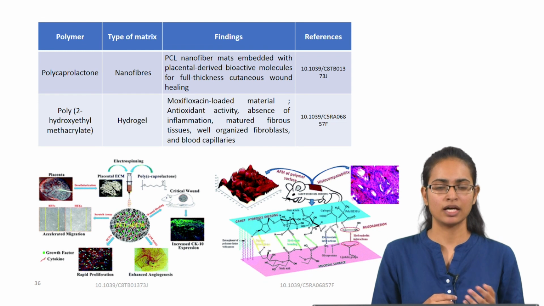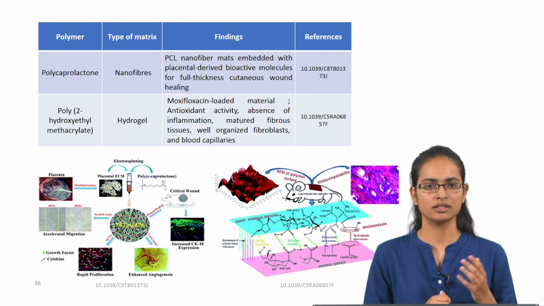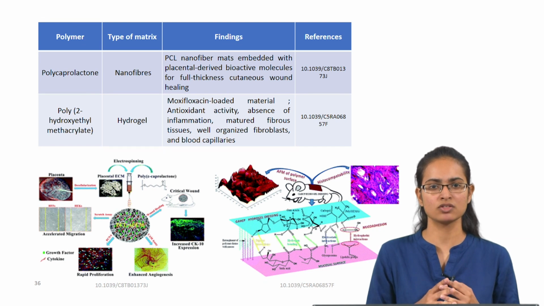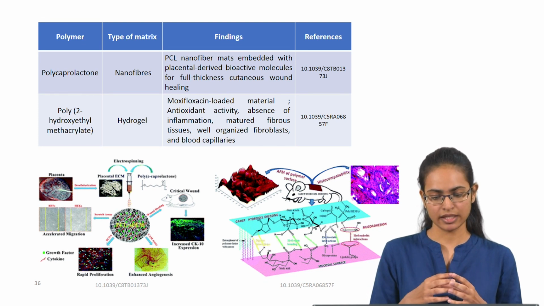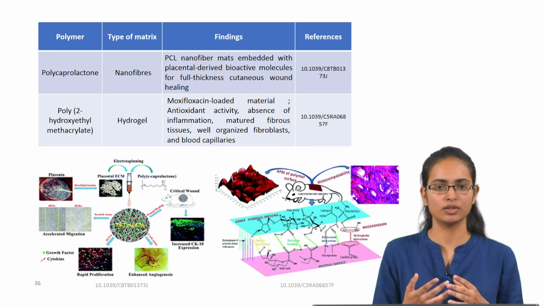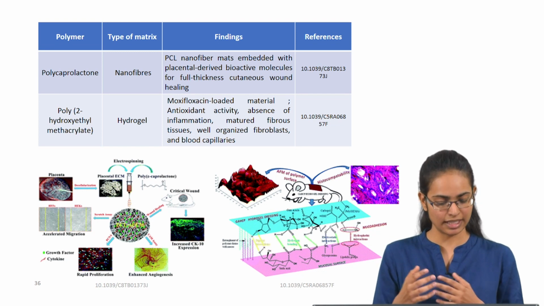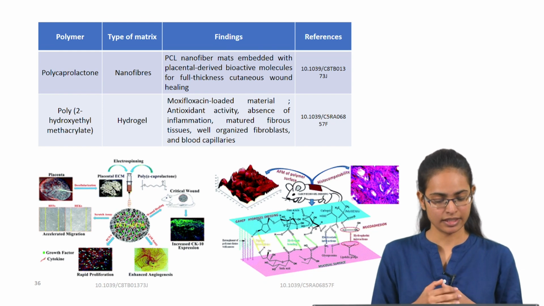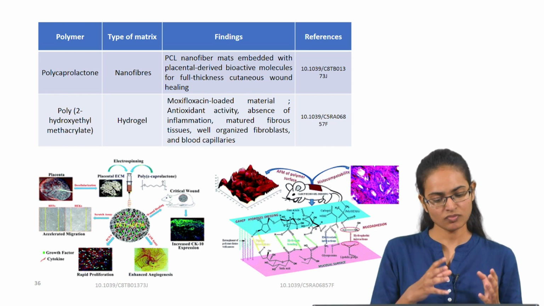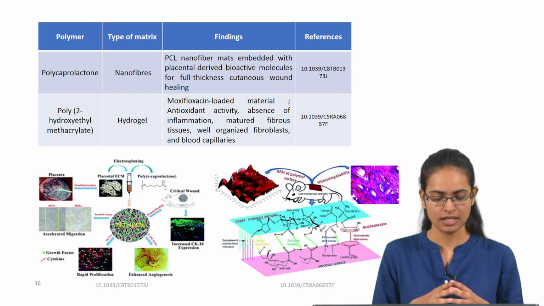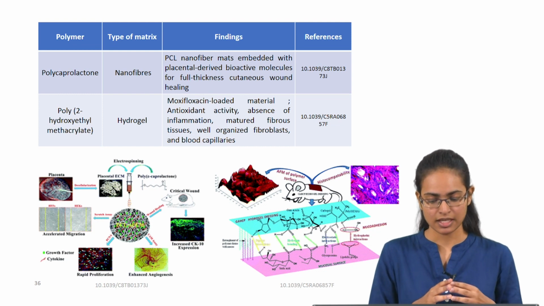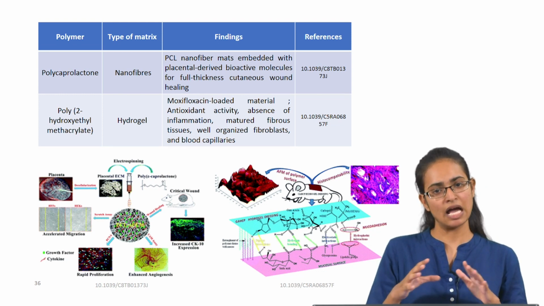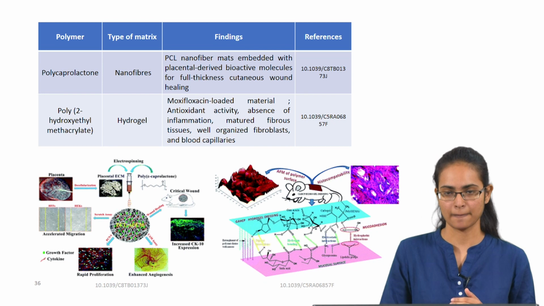Polycaprolactone is another polymer. Here they have synthesized them as nanofibers using electrospinning. They have been embedded with placental derived bioactive molecules for wound healing. And polyhema is another synthetic polymer. They have synthesized it as a hydrogel loaded with moxifloxacin, and they have seen antioxidant activity and absence of inflammation.